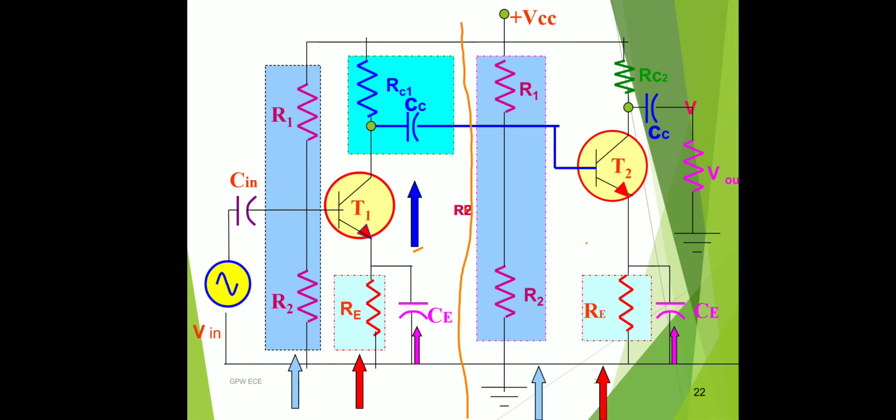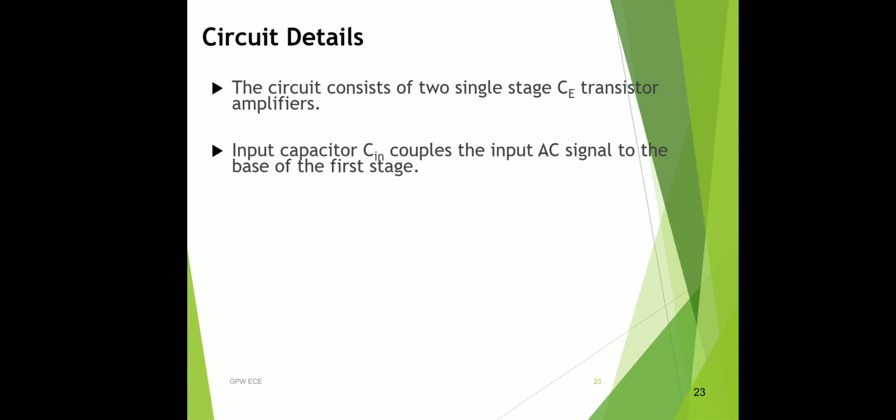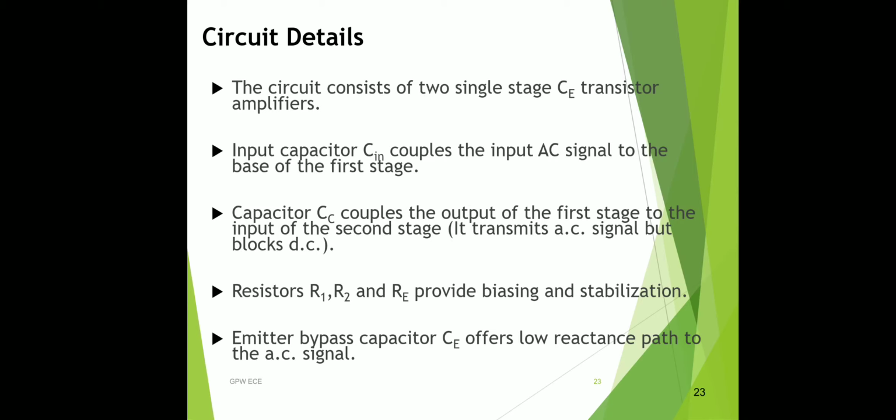Circuit details we already saw. The circuit consists of two single stage CE transistor amplifiers. The input capacitor Cin couples the input AC signal to the base of the first stage. And the capacitor CC couples the output of the first stage to the second stage. It transmits the AC signal but blocks the DC. Resistors R1 and R2 and RE provide biasing. R1 and R2 are for biasing, and RE is for stabilization. The emitter bypass capacitor C offers a low reactance path to the AC signal. That means it bypasses the AC signal.